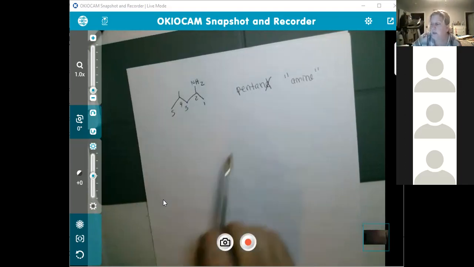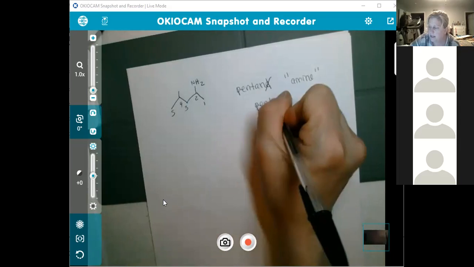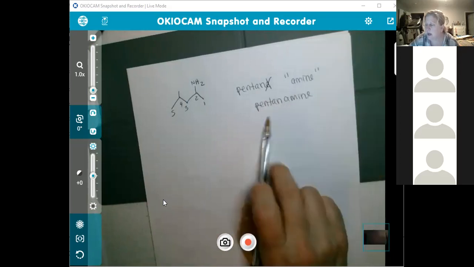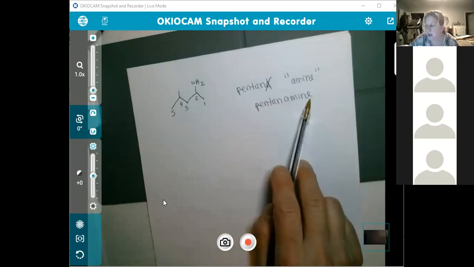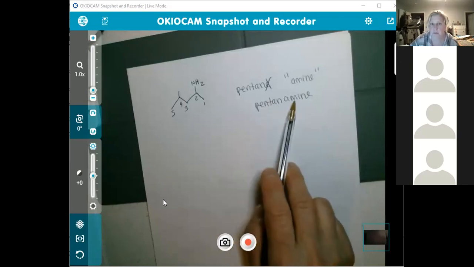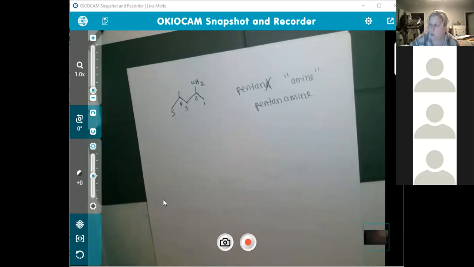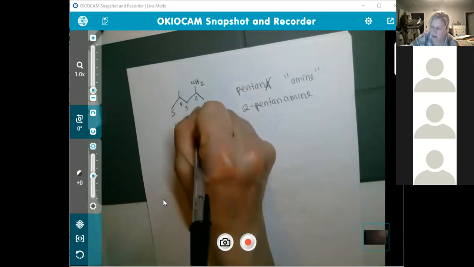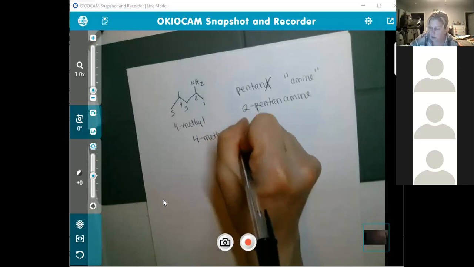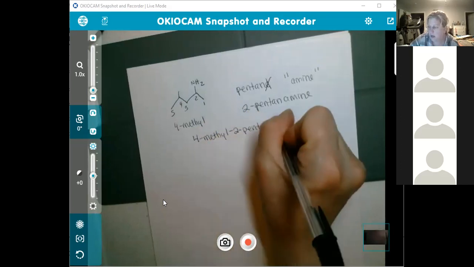Okay, so if you were given a name, pentanamine, you can look at this and say, okay, I know it's an amine. There's going to be a nitrogen group in here based on a 5-carbon chain, pentane. You can break these apart, but I'm not done. Where does our amine group fall? What carbon? On 2. What's our side chain? We have a 4-methyl. Put it together: 4-methyl-2-pentanamine.